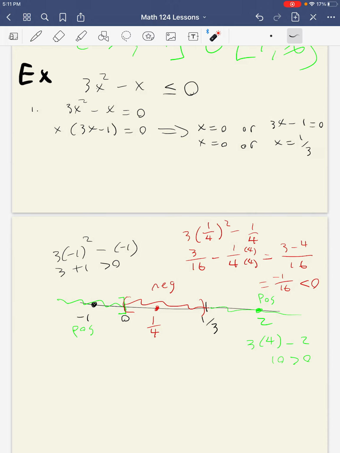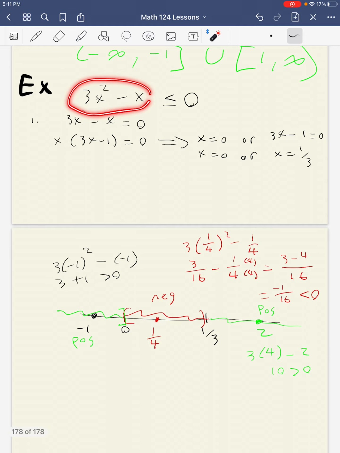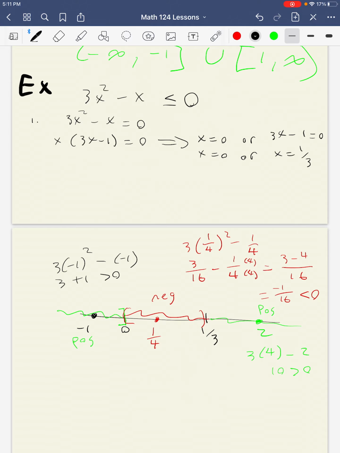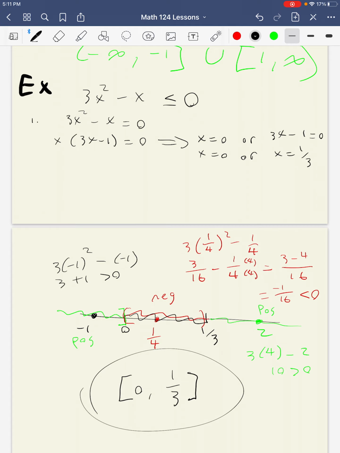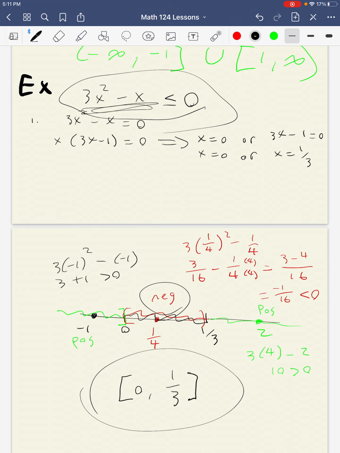Okay, now back to the original problem. We wanted this whole thing to be less than or equal to 0, or we wanted the x values that gave us a negative. So this time our solution would be 0 to 1/3. That is, if we plug in numbers here, we get a negative result, and that's what we wanted. We wanted to find the x's such that when we plug into here, we get less than or equal to 0.